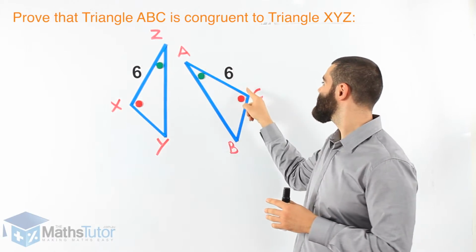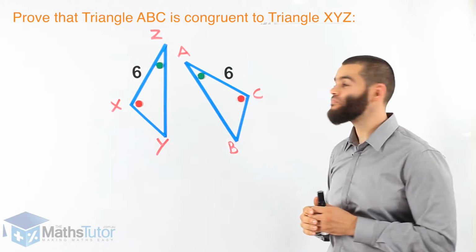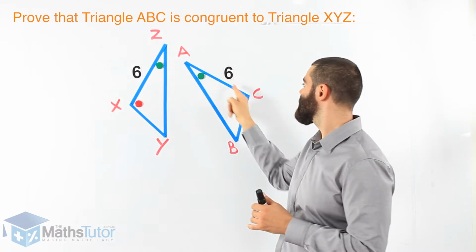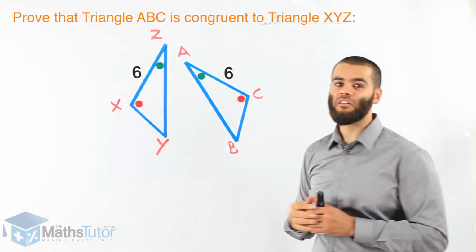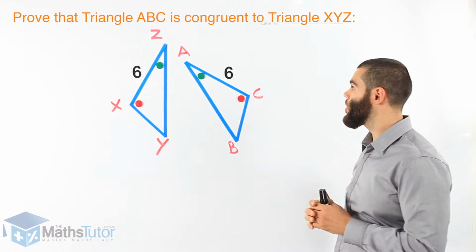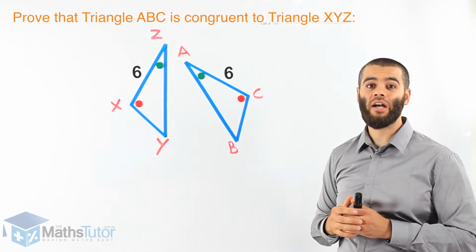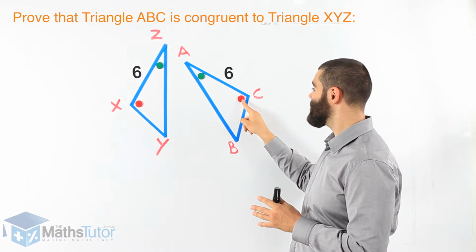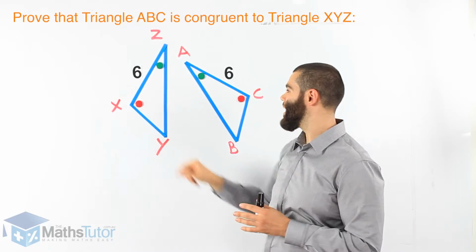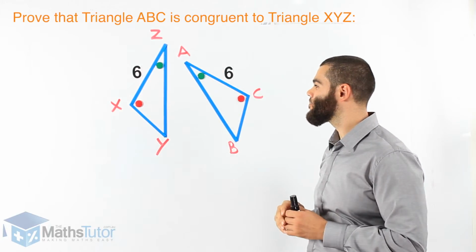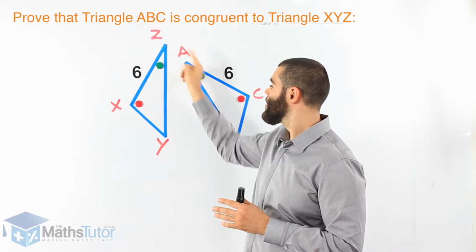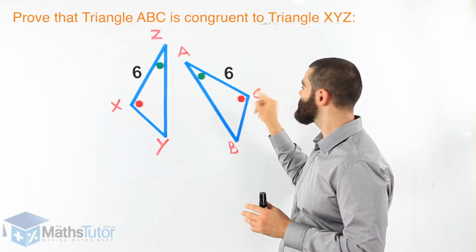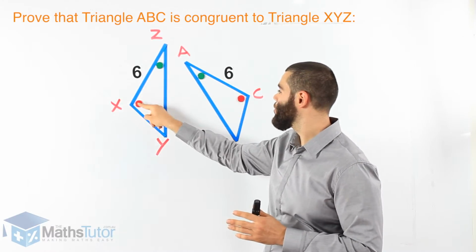We can see that AC is a side marked 6, and XZ is a side also marked 6. So that's 6 centimeters long and 6 centimeters long. How are we going to find this out? We have a side and a side. We also have an angle and an angle, marked in red. Angle ACB is equal to angle YXZ. So we have this angle here marked in red and that angle there marked also in red. That means these two are also equal.